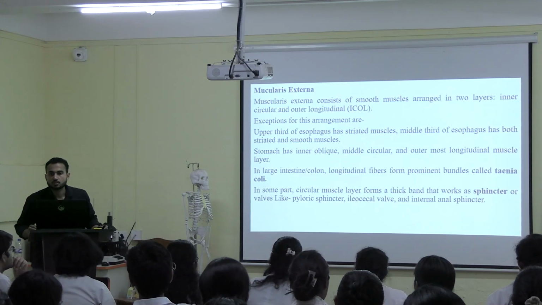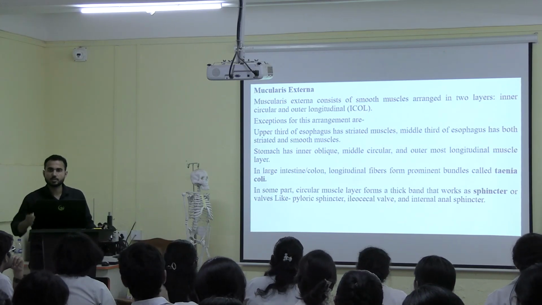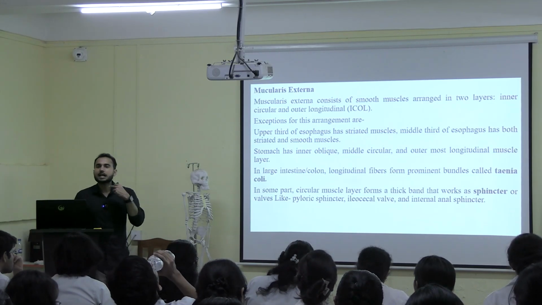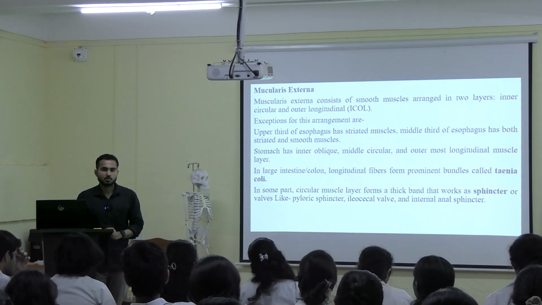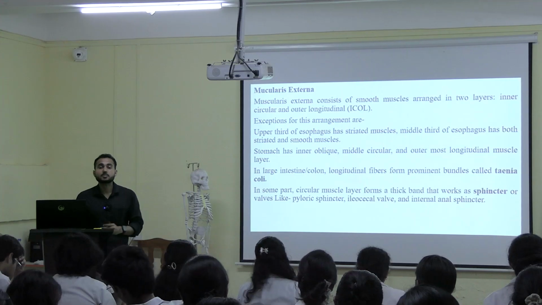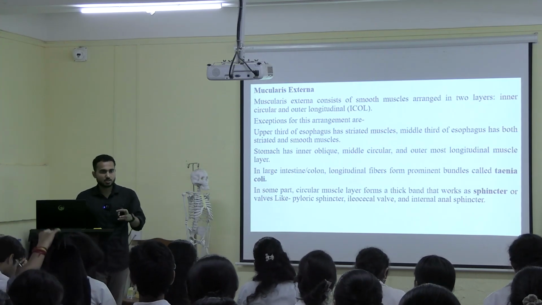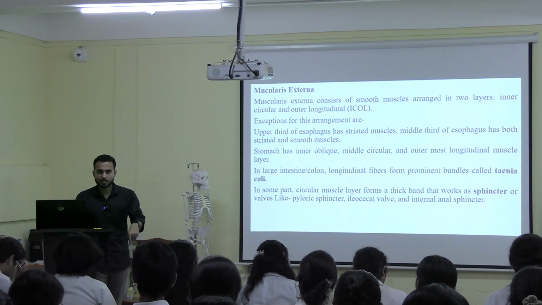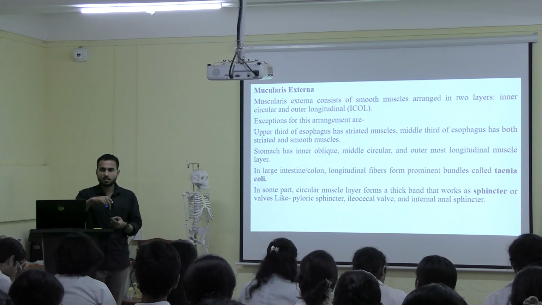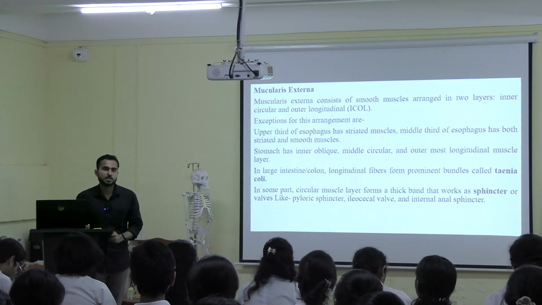Yes, you are right. The length of the esophagus is approximately 25 centimeter. If you see the upper part of the esophagus, it is made up of skeletal muscle. The middle portion of the esophagus has both skeletal muscle and smooth muscle. And if you go to the terminal part of the esophagus, the lower end, where it is joining the cardiac end of the stomach, that portion is completely made up of smooth muscle.